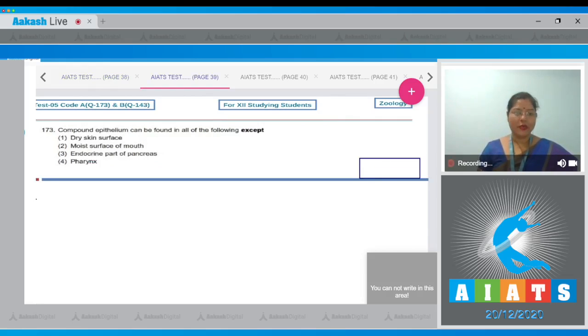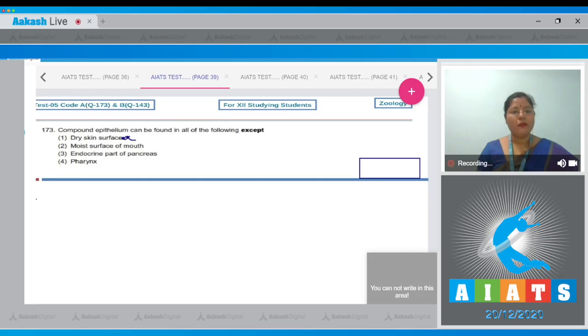Question number 173. Compound epithelium can be found in all of the following except. And the options given are, first option, dry skin surface. On the dry skin surface, keratinized stratified squamous epithelium is present. So this cannot be a correct answer.